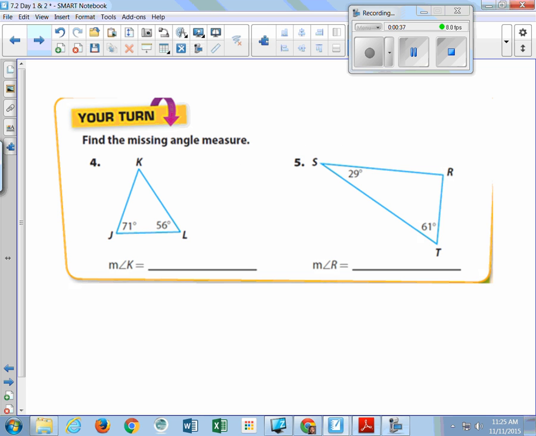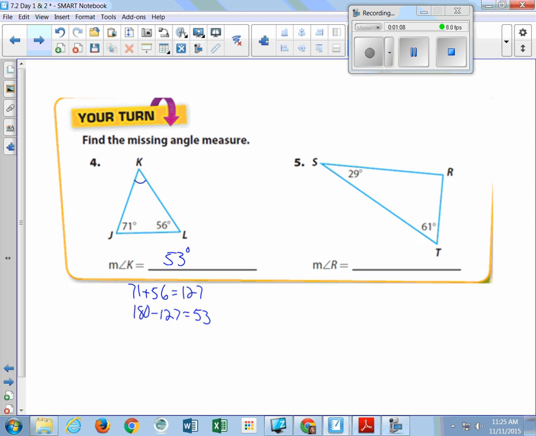So we have the angles 71 and 56 for this. We need to find K. To do that, we need to add 71 plus 56. That's going to give us 127. And then we're going to take that and subtract it from 180. And that will give us 53. So that answer is 53 degrees.